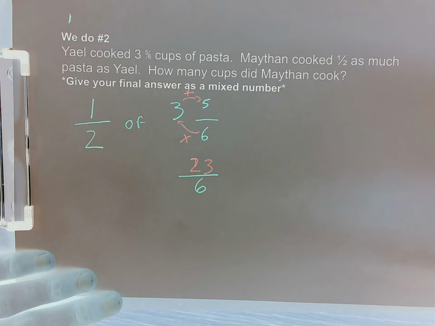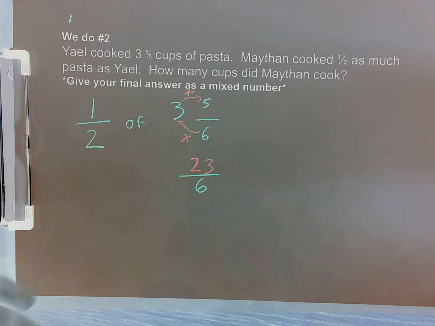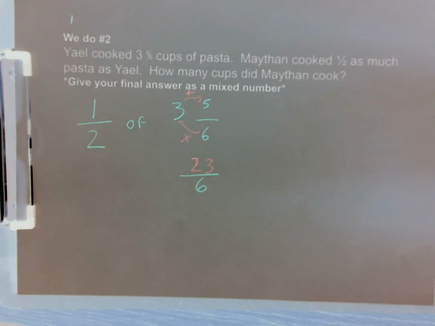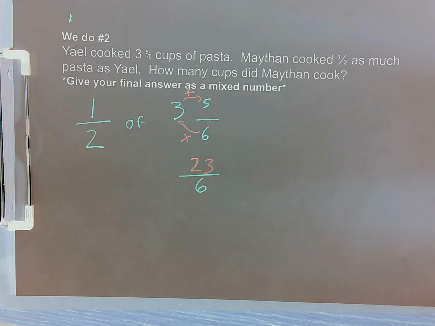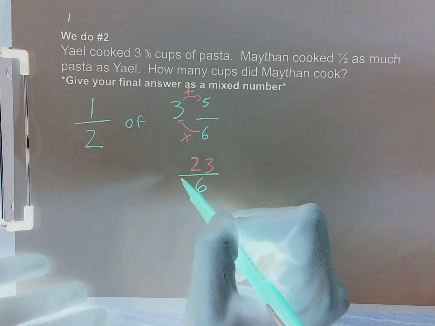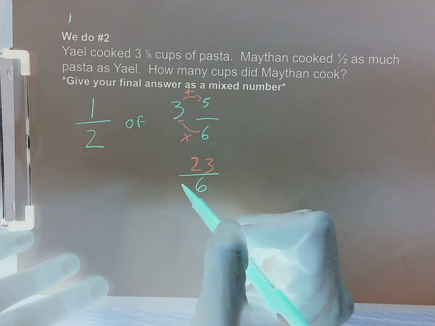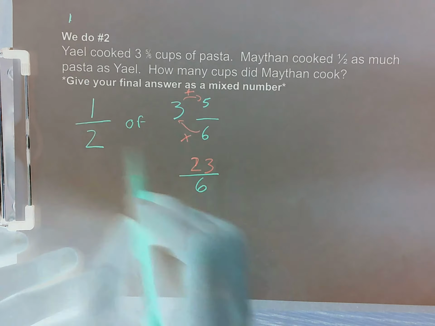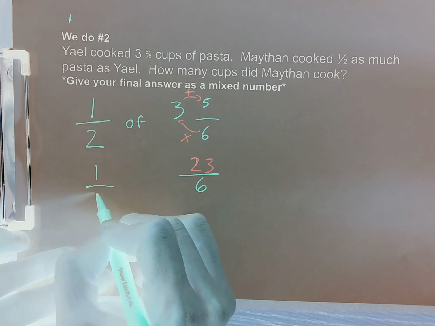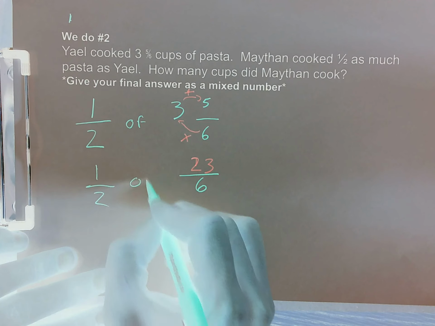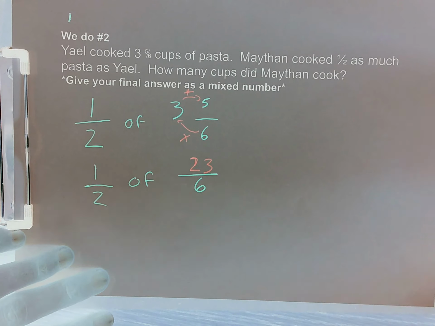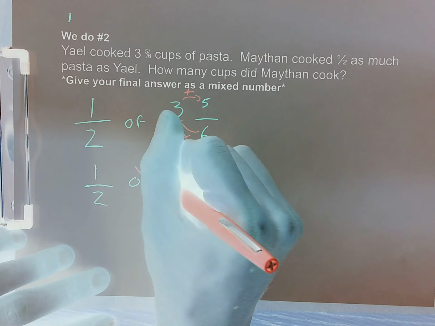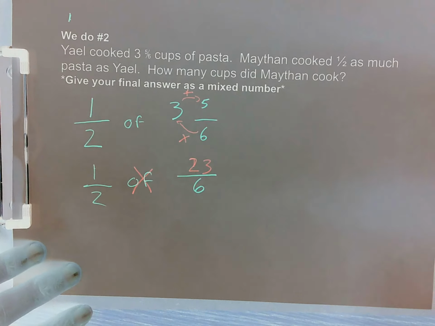When we multiplied 6 times 3, we get 18. 18 plus 5 is 23. 3 and 5/6 as a mixed number, as an improper fraction, is 23/6. Now we can rewrite our problem as finding half of 23/6, and we know we can just multiply across.